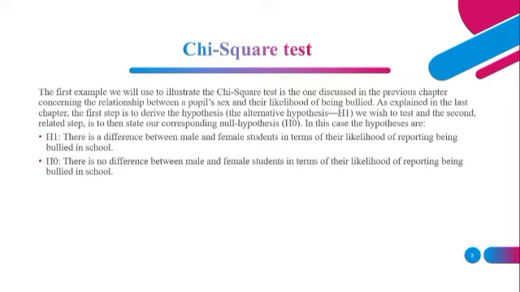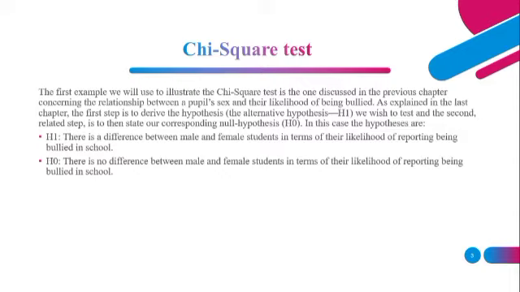Chi-square test. The first example we will use to illustrate the chi-square test is the one discussed in the previous chapter concerning the relationship between a pupil's sex and their likelihood of being bullied.